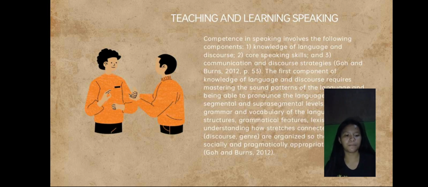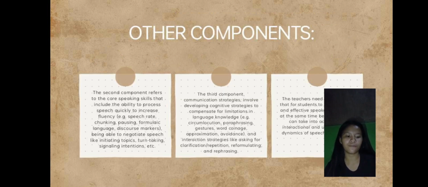When it comes to speaking, there are three important components. First, knowledge of language and discourse for speaking skills and communication, and discourse strategies. The first component involves mastering the sounds, patterns, grammar, and vocabulary of the language, as well as understanding how connected speech is organized in different contexts.